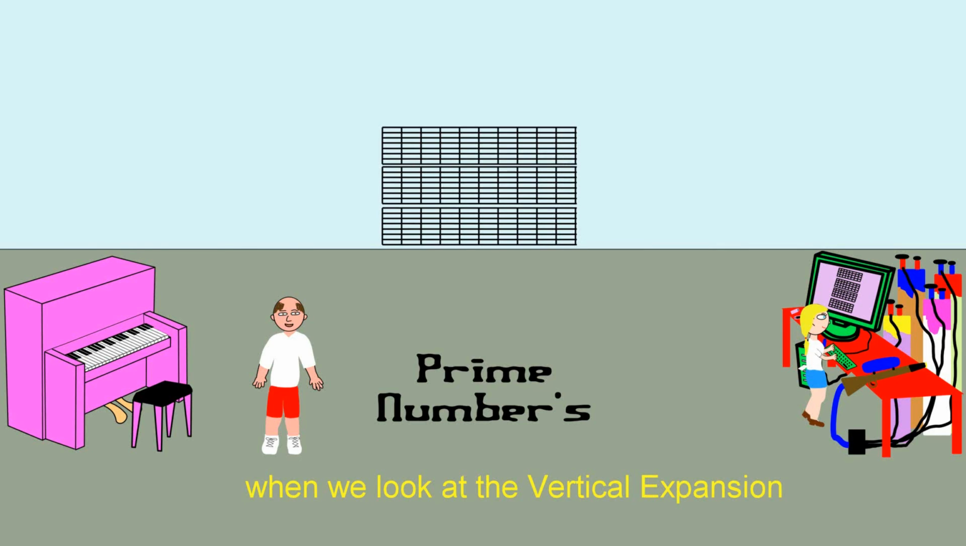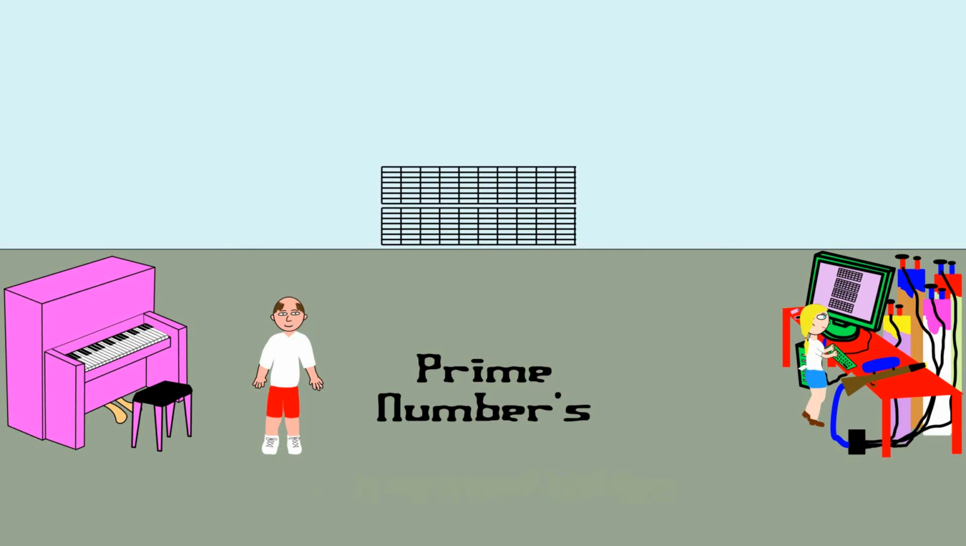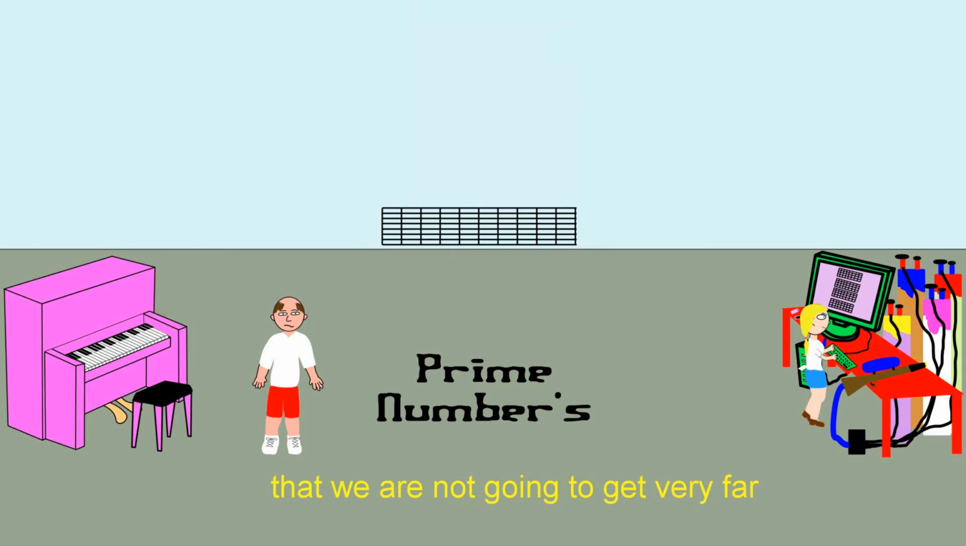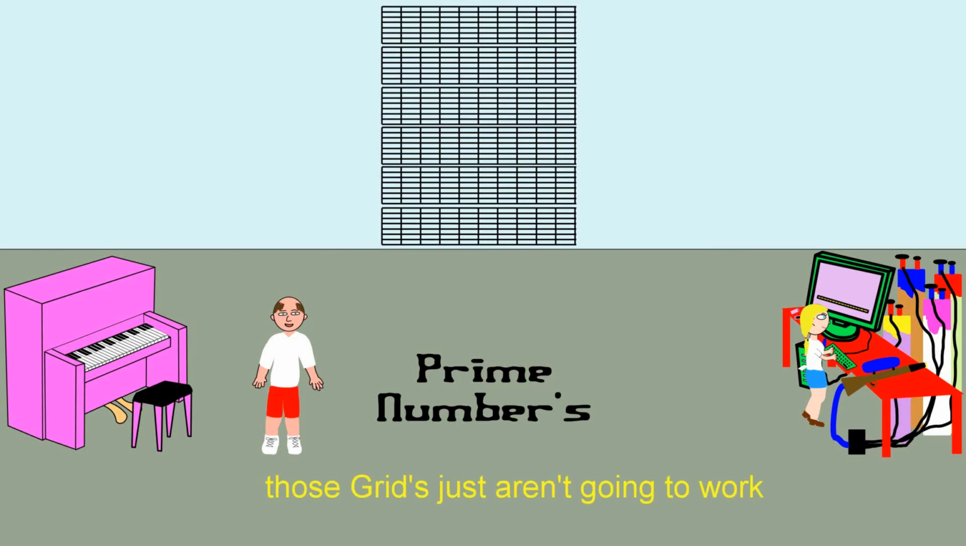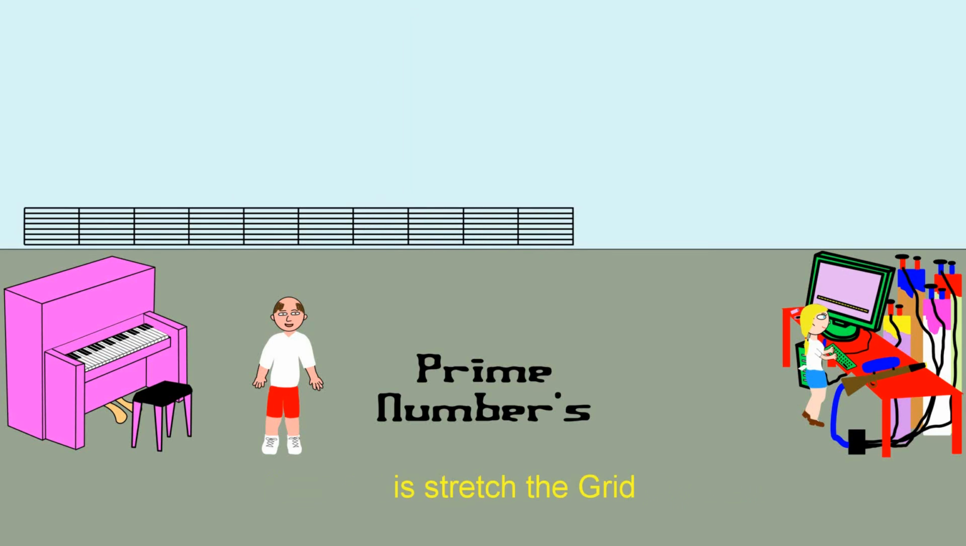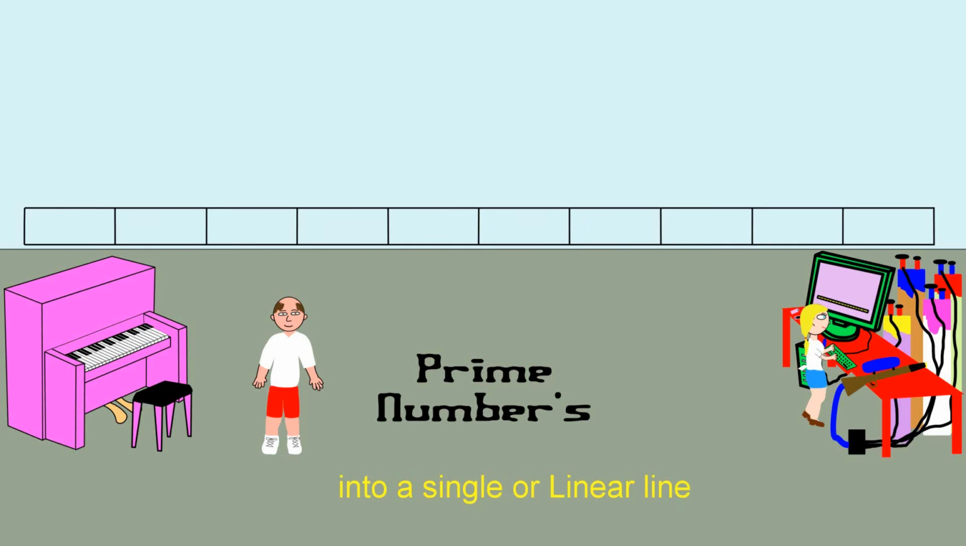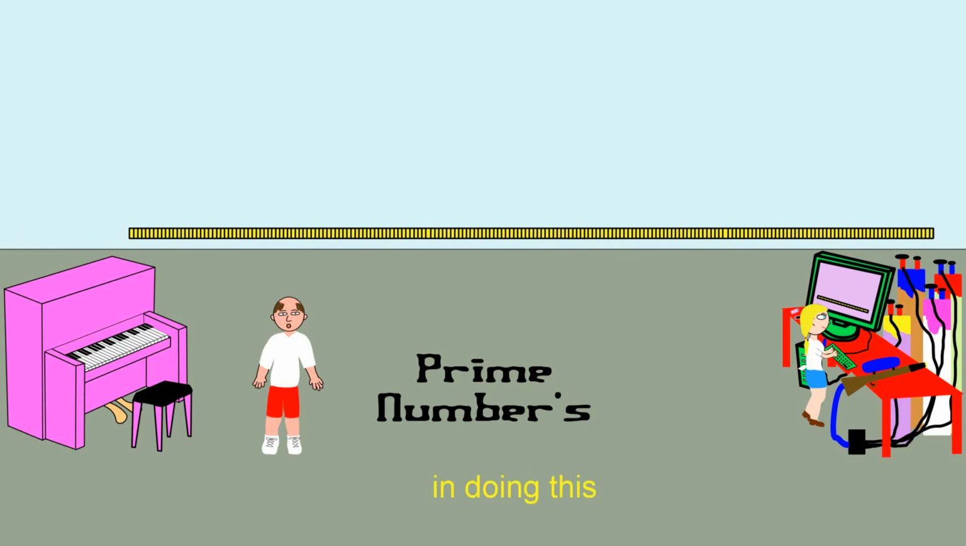When we look at the vertical expansion in our current grid form, we can tell that we're not going to get very far before we run out of room. Those grids just aren't going to work. What we do then is stretch the grid into a single or linear line. In doing this, we change the columns and rows into positions. We have 210 positions because the grid was 30 columns with 7 rows, so 30 times 7 is 210. We can now display the grids better.